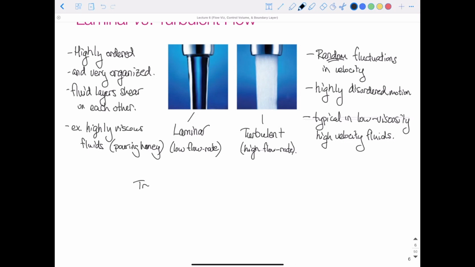So transition, we could define as the flow fluctuates between laminar and turbulent flows at some transition point. And the transition from laminar to turbulent flow depends on the geometry, the surface roughness, the flow velocity, surface temperature, and the type of fluid. So we'll just call the transition, at the transition point, the flow is fluctuating back and forth between laminar and turbulent flow.